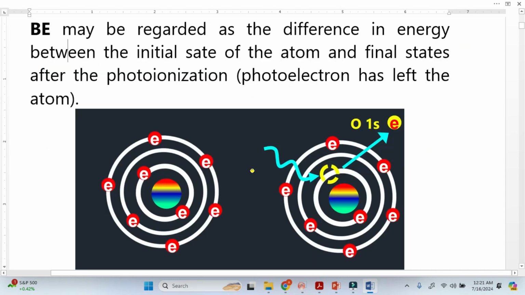The difference in energies between the two atoms, this is the initial atom before ionization, and this is the atom after ionization. The difference between these two energies is basically called binding energy.